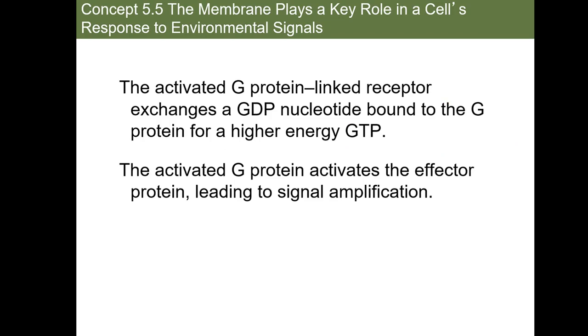So the activated G protein linked receptor exchanges a GDP nucleotide bound to the G protein for a higher energy GTP. The activated G protein activates the effector protein, leading to signal amplification. So this is like this person goes and tells 2 people something. Those 2 people can then each go and tell a group of people.